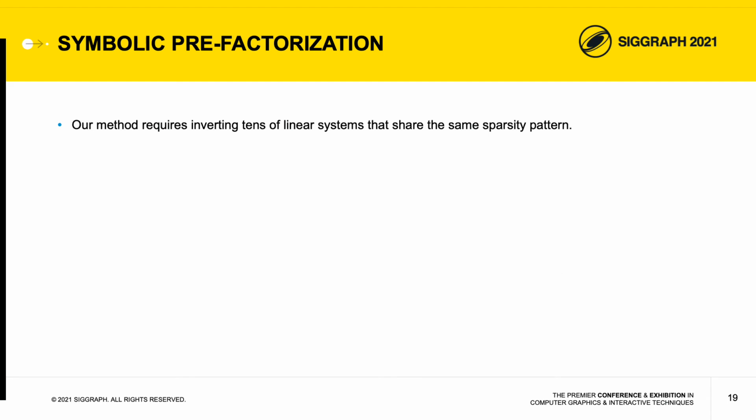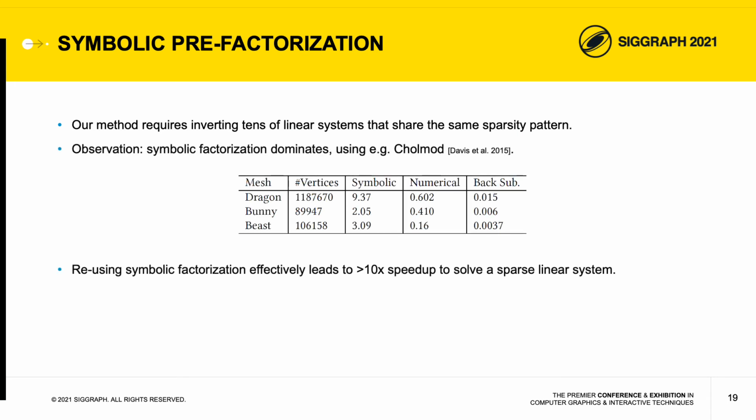That being said, our method requires inverting 10 to 20 linear systems that share the same sparsity pattern. Here's another observation for further speed up. By analyzing the time that different phases take in solving a linear system, we found that symbolic factorization dominates, so we do symbolic factorization once and reuse it. This effectively makes the linear system solve 10 times faster.